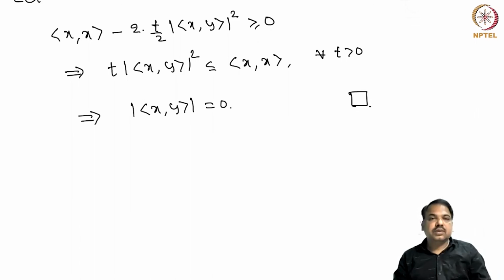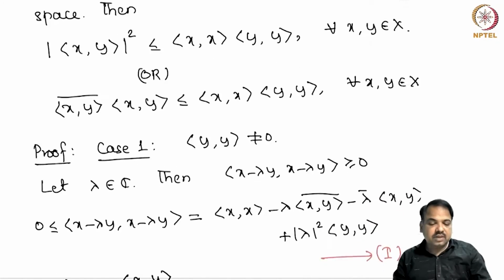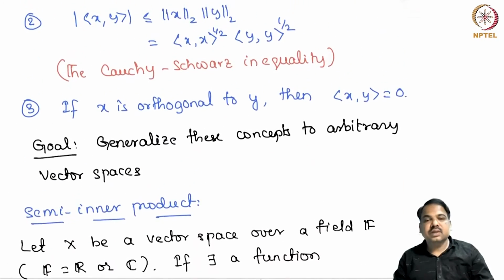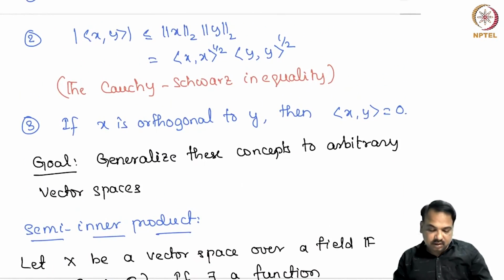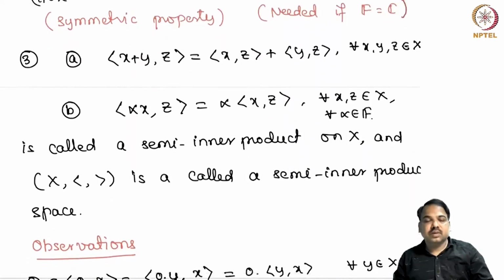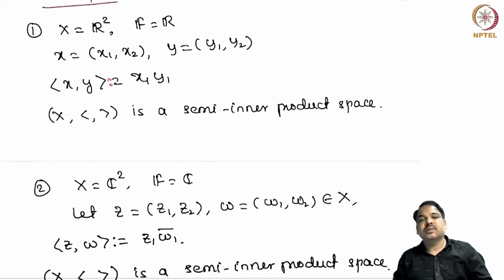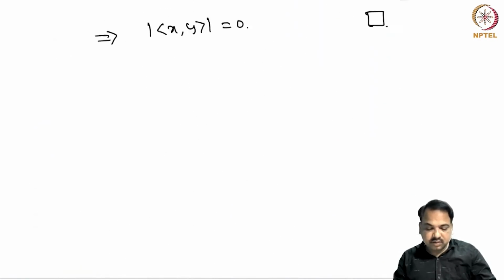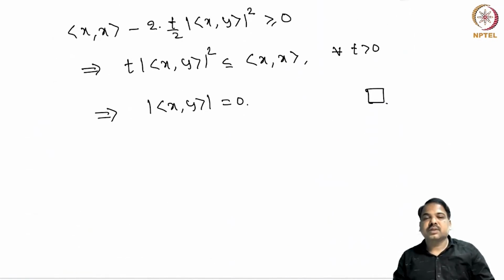Okay, so let me quickly recall what we have done so far. We have given motivation for the inner product space. So we started with discussing semi-inner product spaces. We gave a few examples of semi-inner product spaces. Then we have proved the Cauchy-Schwarz inequality for a semi-inner product space.